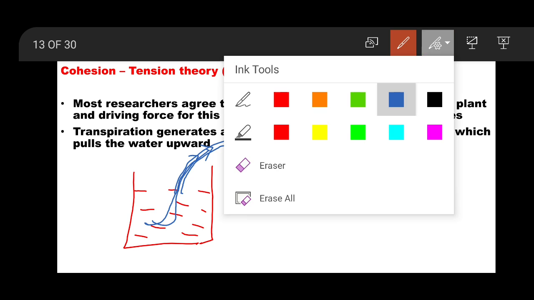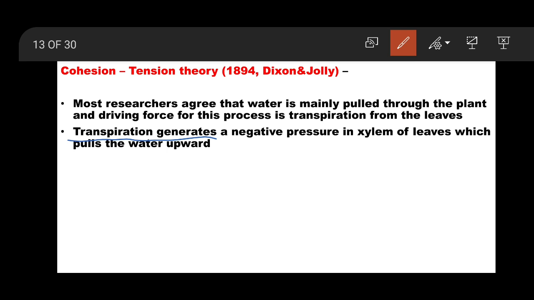That means you are applying a negative pressure there. Same is the thing here. So transpiration generates a negative pressure. ट्रांसपिरेशन नेगेटिव प्रेशर जनरेट करता है, यानी कि आप जो सक करते हो स्ट्रॉ को मुंह लगा के, जूस सक करके हम पी लेते हैं, same is the mechanism here. So transpiration generates a negative pressure in the xylem of leaves.